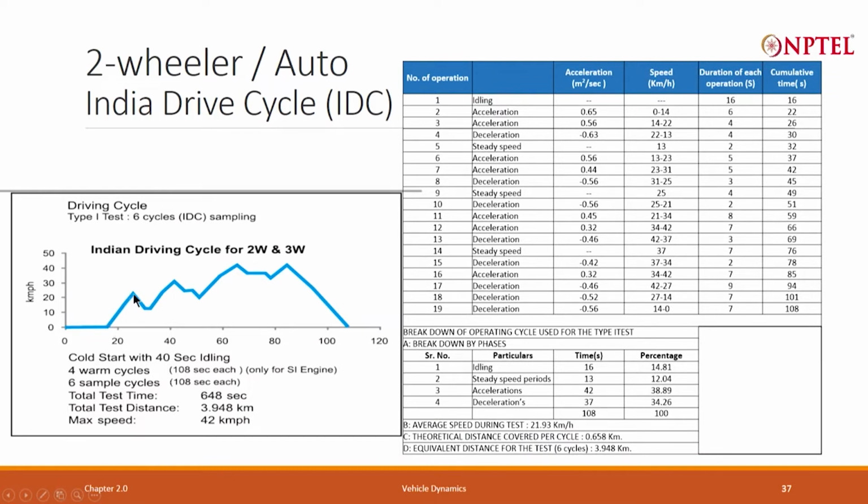Then you are accelerating from time 16 seconds to 22 seconds, 6 seconds of acceleration, and your acceleration is 0.65 meters per second square. I made a mistake here, I wrote meter square per second. So, meters per second square. Please correct this. Then after 22 seconds, you are actually decelerating.